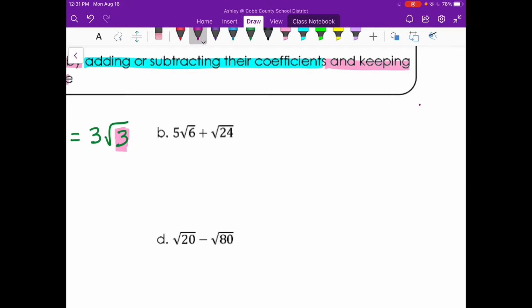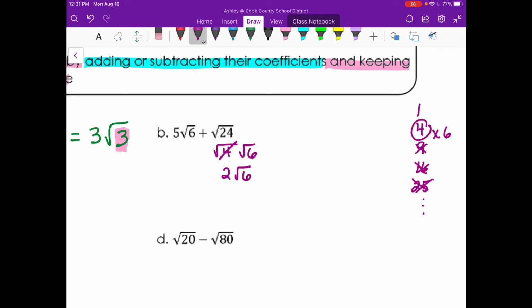So don't forget your perfect squares, 1, 4, 9, 16, 25, and that's big enough. You know they go on, but 25 is too big to go into 24. 16 also does not divide evenly into 24. 9 does not, but 4 times 6 is 24. So we're going to split our radical 24 into 4 times 6, and then we can take the square root of 4, which is 2, and that simplifies to 2 radical 6.